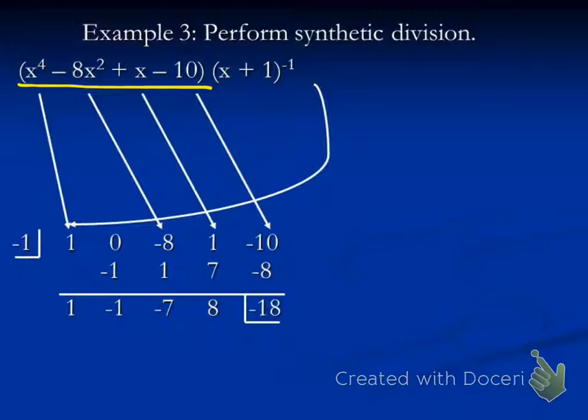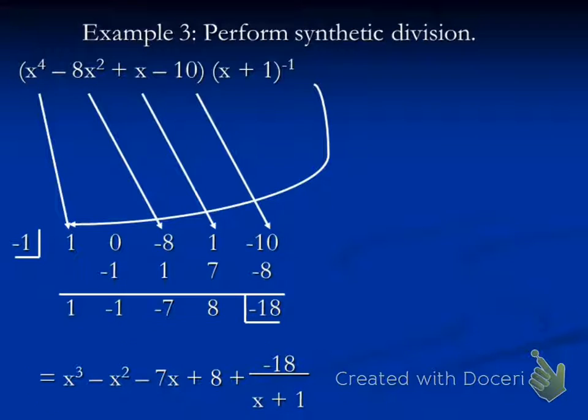All right, so our answer starts with what power? X to the 3rd power, because we're dividing a 4th degree polynomial by a 1st degree polynomial, and our answer is going to start with x cubed. So 1x cubed minus x squared minus 7x plus 8 plus negative 18 over x plus 1. Now, if we revisited what we did on Friday and did the long division process, there's significantly more work involved with long division. Okay? All right.